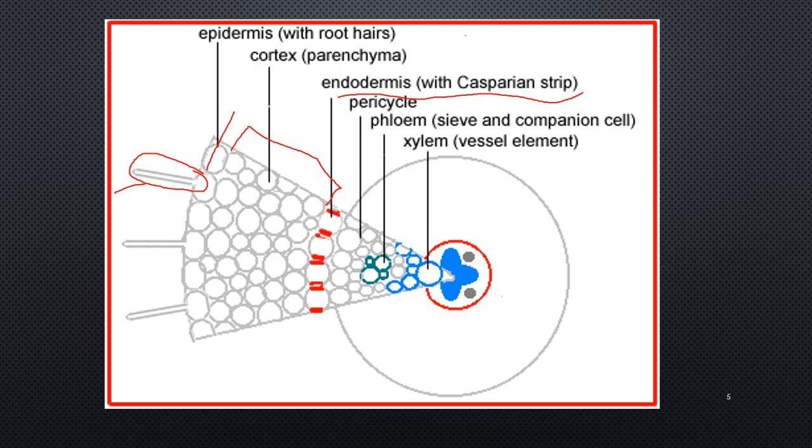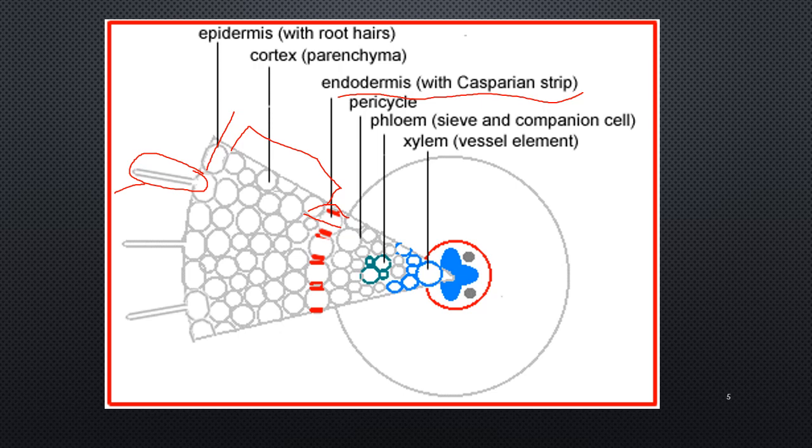What that means is that each cell within the Casparian strip has a waxy coating. And that waxy coating forces water to go through the cell itself of the endodermis, and that's where the water regulation happens, right through here. So water can't go around because of the Casparian strip.